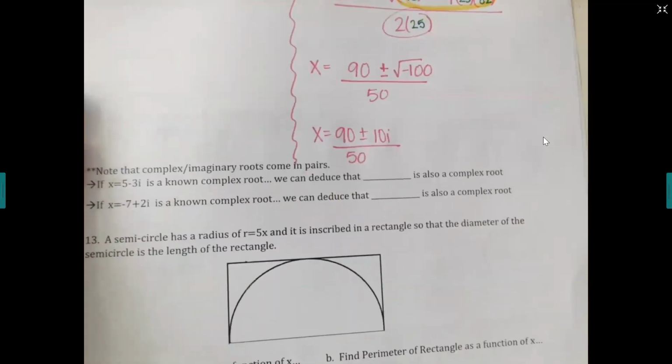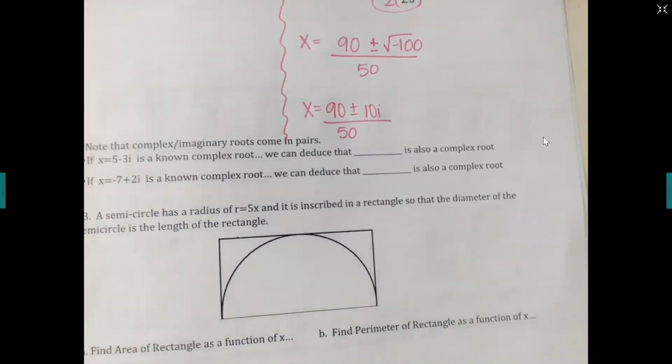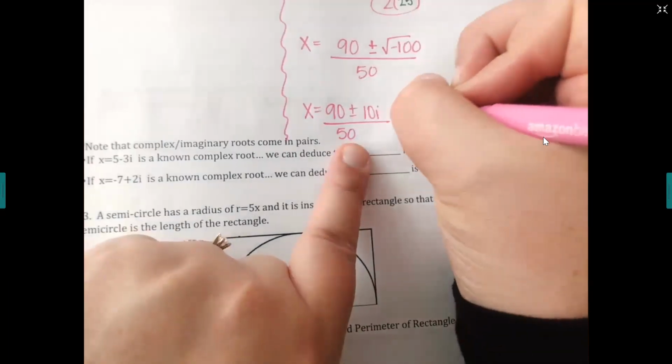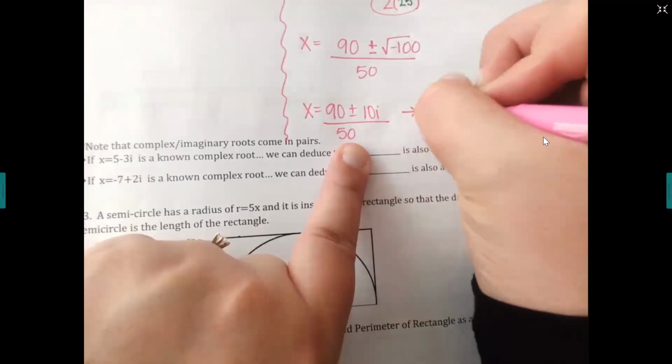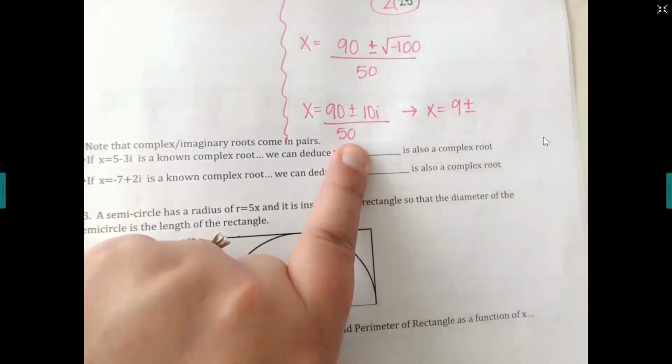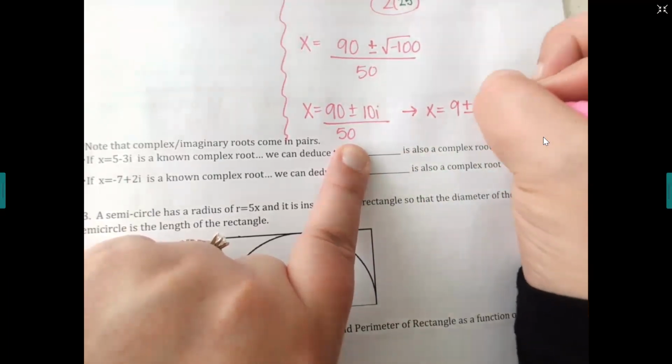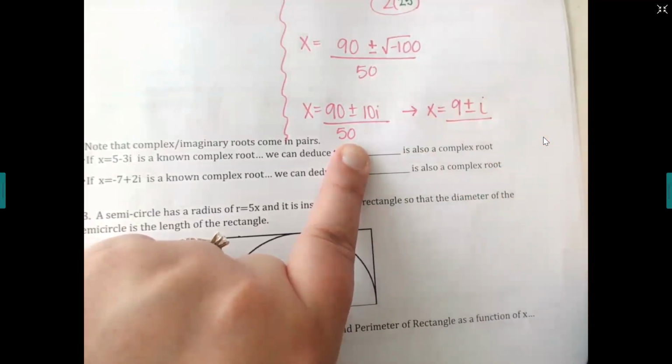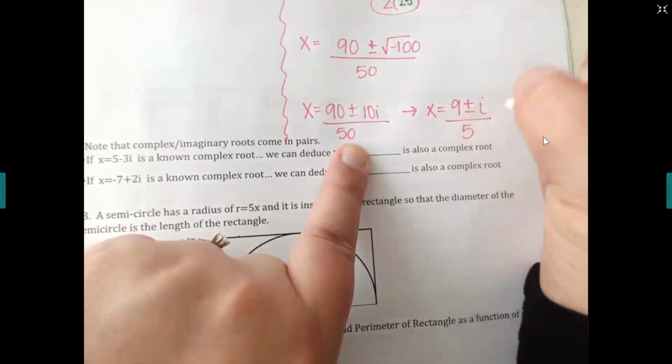And then what's your last step on that? If all the numbers can reduce, what can they all reduce by? 10. So then I would say, okay, these can all divide by 10. So it'd be x equals 90 divided by 10 is now 9. 10i divided by 10 is now what? 1i. I'm not gonna put the 1, but you could. And then 50 divided by 10 would be 5.